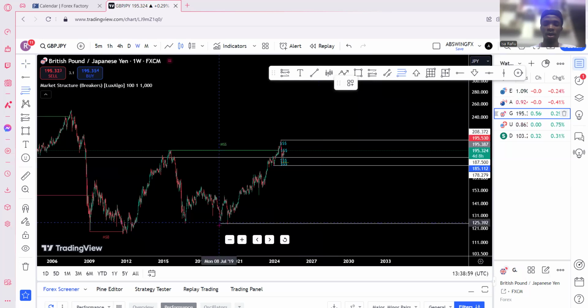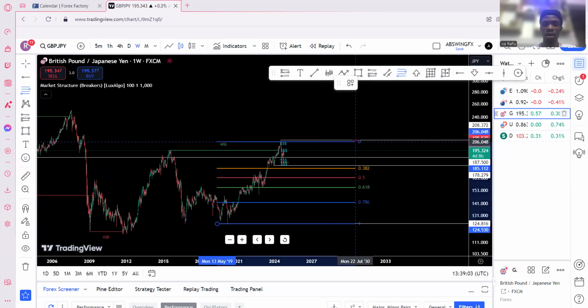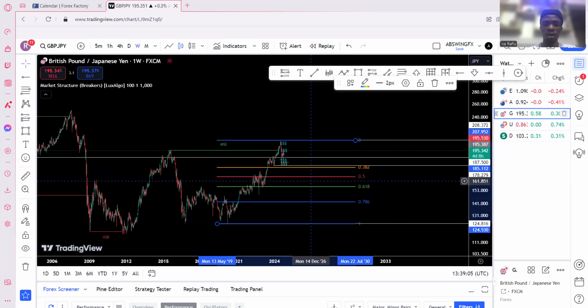So structurally, you can see we have a peak here, a push up, the change of character here, a market structure shift. But since it showed this as a market structure shift, I mean, this is the market structure shift. This is a BOS.